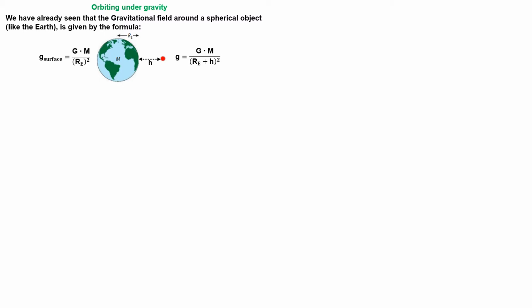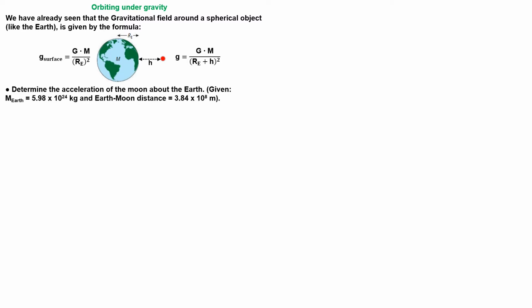Let's see how it works. Determine the acceleration of the Moon about the Earth. Write down the expression for the gravitational field strength and substitute the values given to get the acceleration.